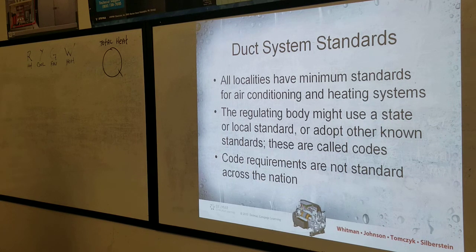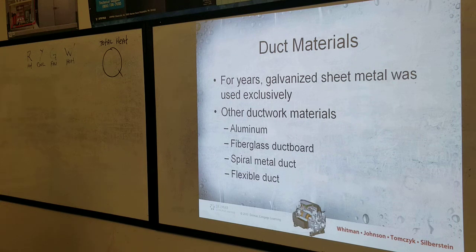Duct system standards. All localities have minimum standards for air conditioning and heating systems. The regulating body might use a state or local standard or adopt other known standards. These are called codes. Code requirements are not standard across the nation. Duct materials. For years, galvanized sheet metal was used exclusively. Other ductwork materials are aluminum, fiberglass, ductboard, spiral metal duct, and flexible duct.